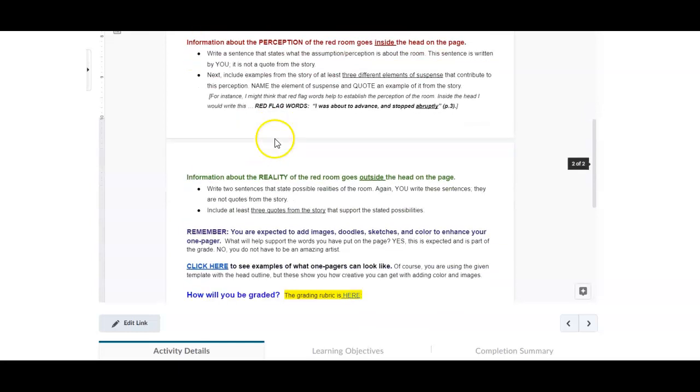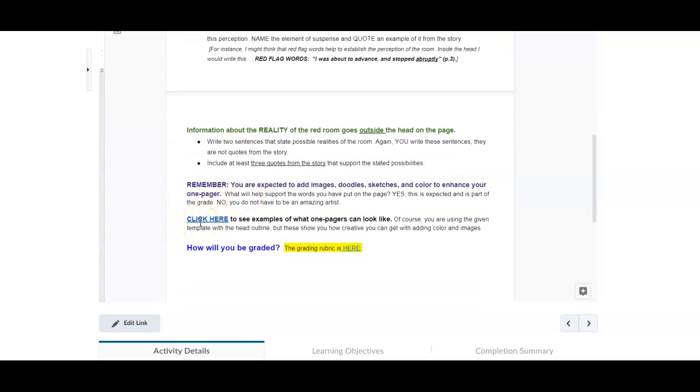Remember, you are expected to add images, doodles, sketches in color to enhance your one pager. What will help support the words you have put on the page? Yes, this is expected and is part of the grade. No, you do not have to be an amazing artist.